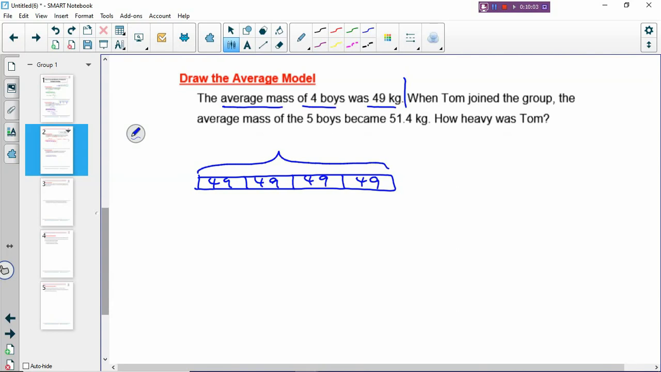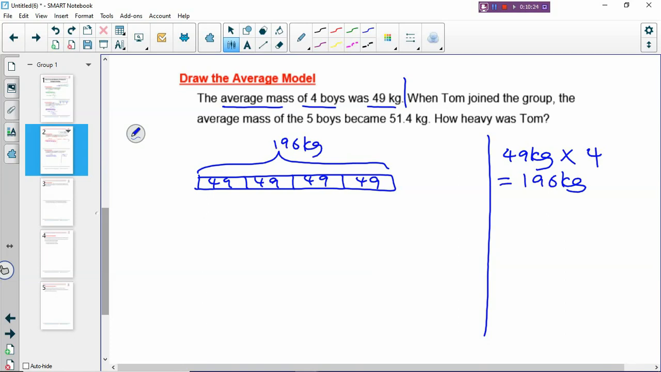If you remember the early part of the lesson, how do you find the total? Total is equal to average mass times how many boys? There are 4 boys, so average times 4. So you have 49 times 4, and you will get the total mass, which is 196 kilogram. Alright, then continue to draw the model.